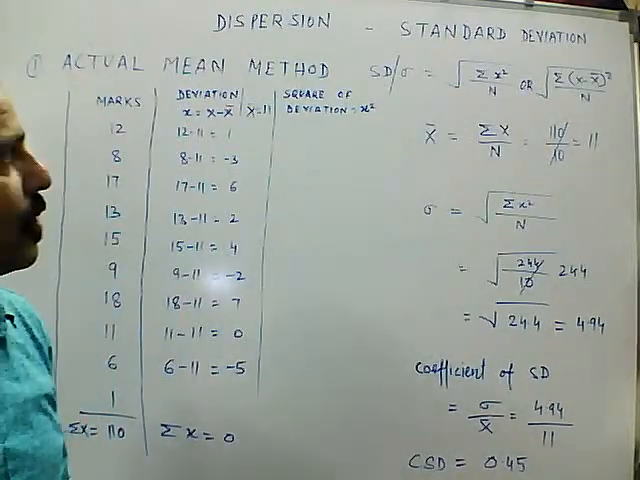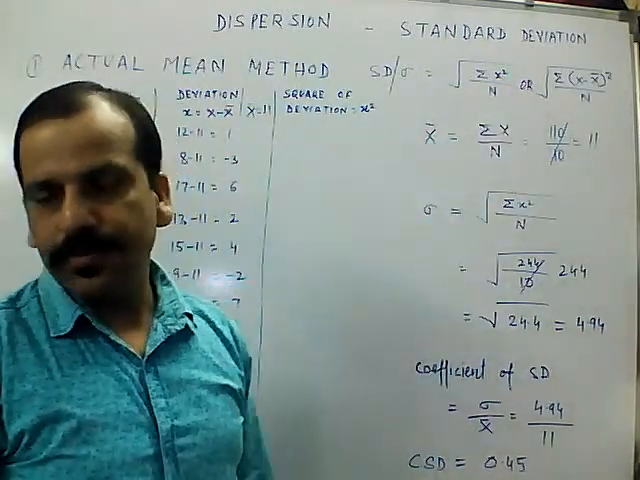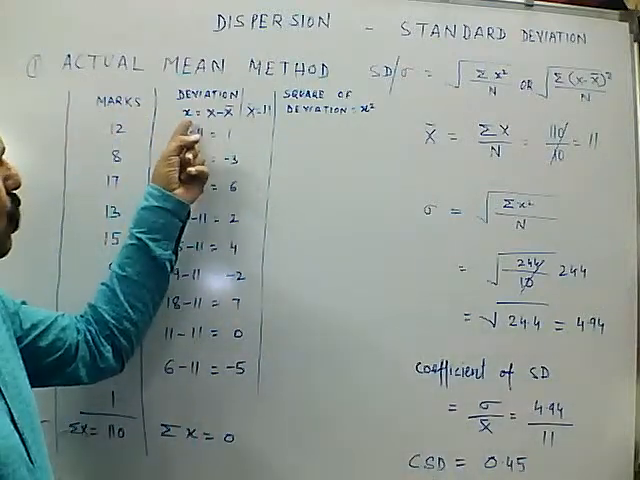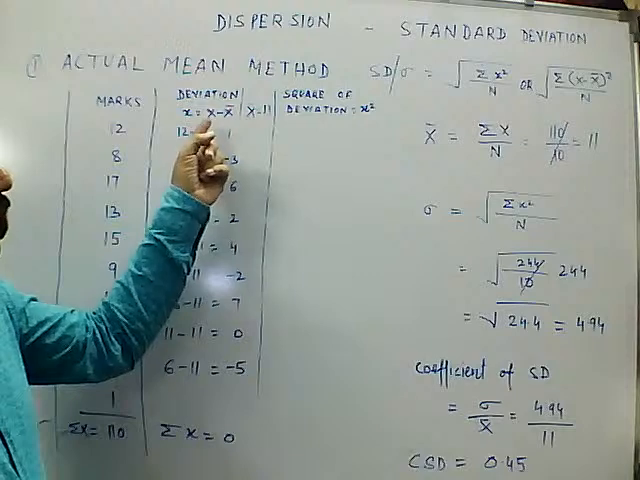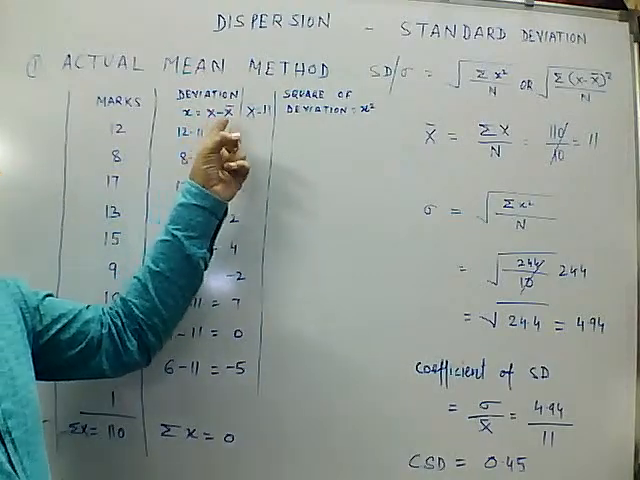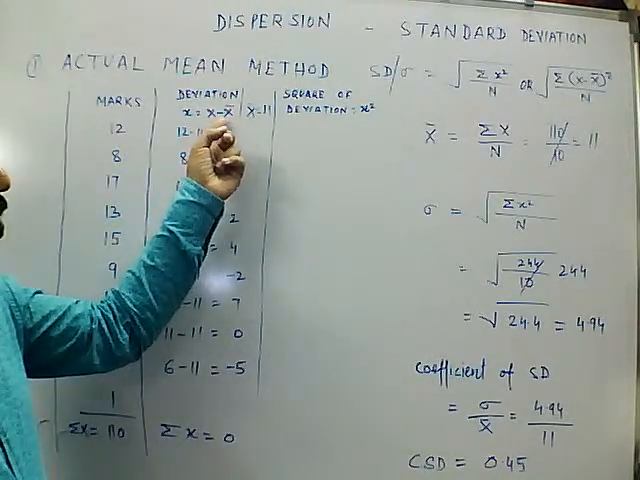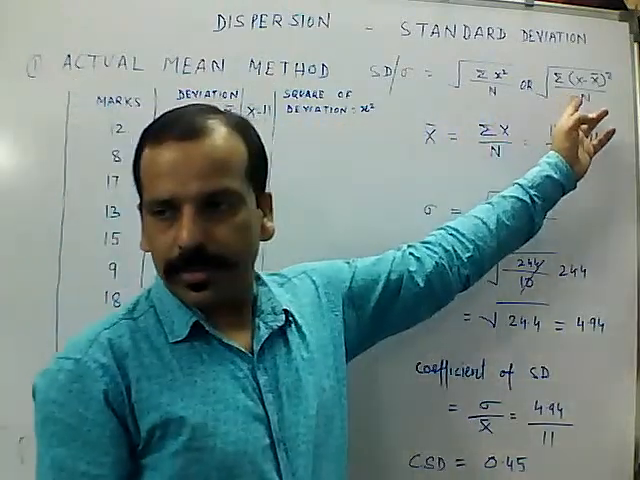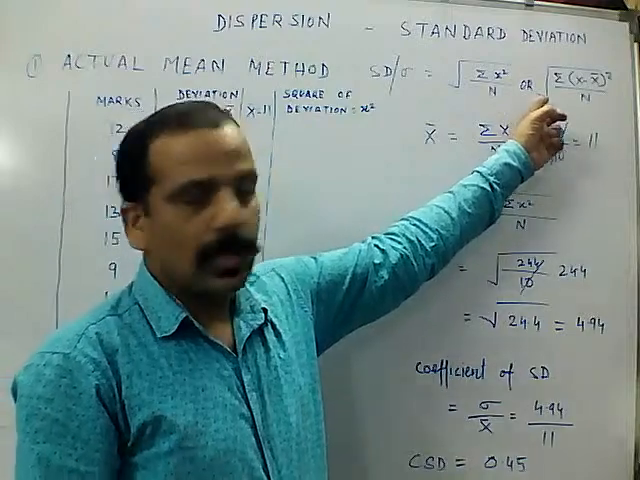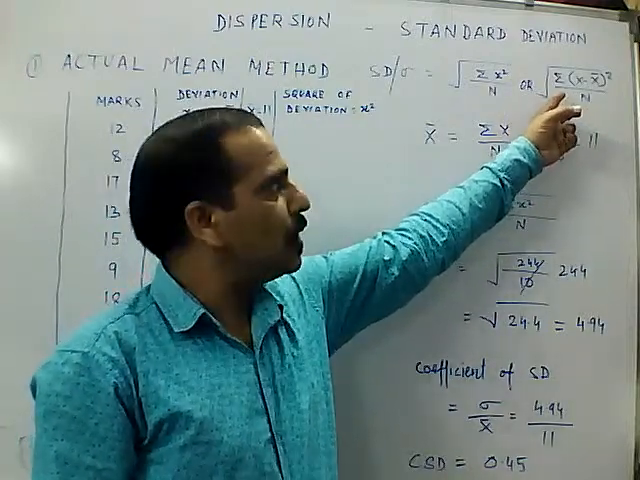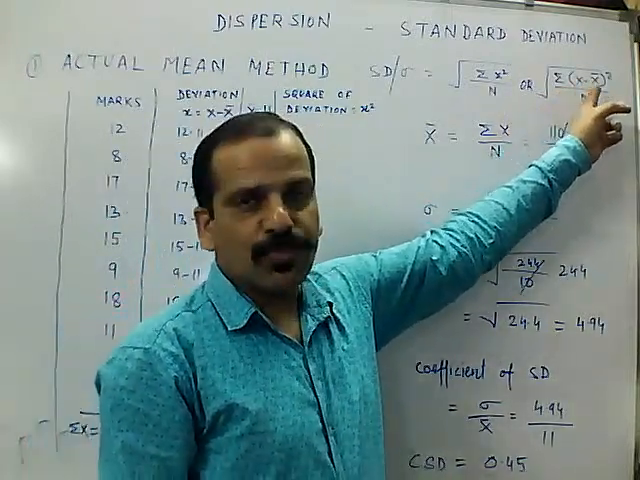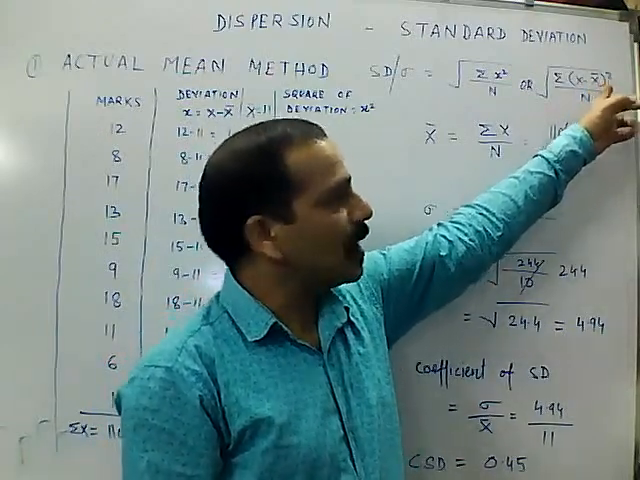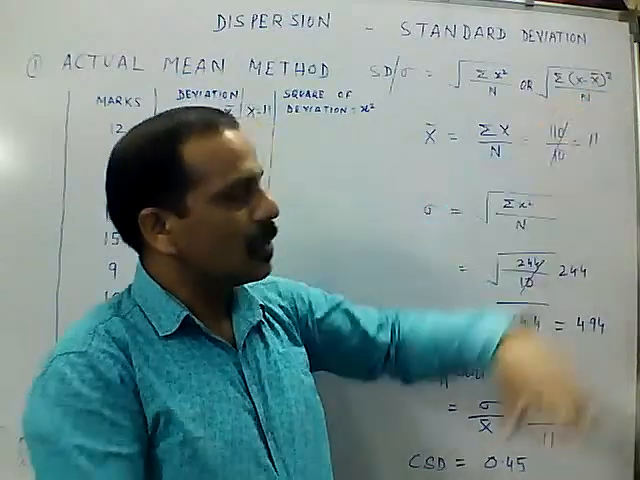Visible? Small x means deviation. Deviation method, I wrote here also small x. So small x is equal to x value of the series minus mean. Actual mean. Another format of the formula: under root, summation bracket start x minus x bar, x minus x bar means mean, bracket close whole square divided by n.